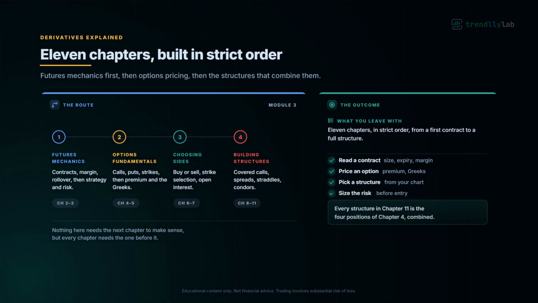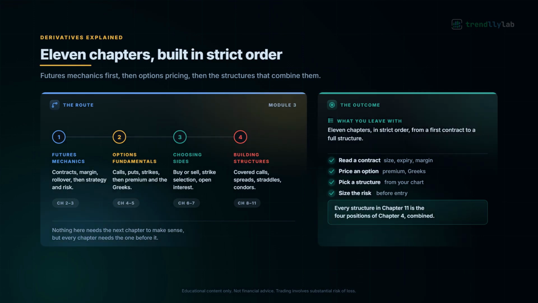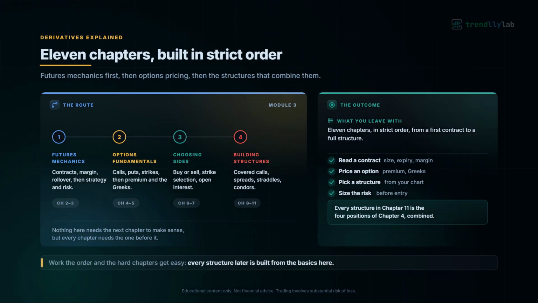And you will size the risk before entry, because every structure in the last chapter is the 4 basic positions combined. Work the order and the hard chapters get easy, because every structure later is built from the basics. Next we start with the contract itself.